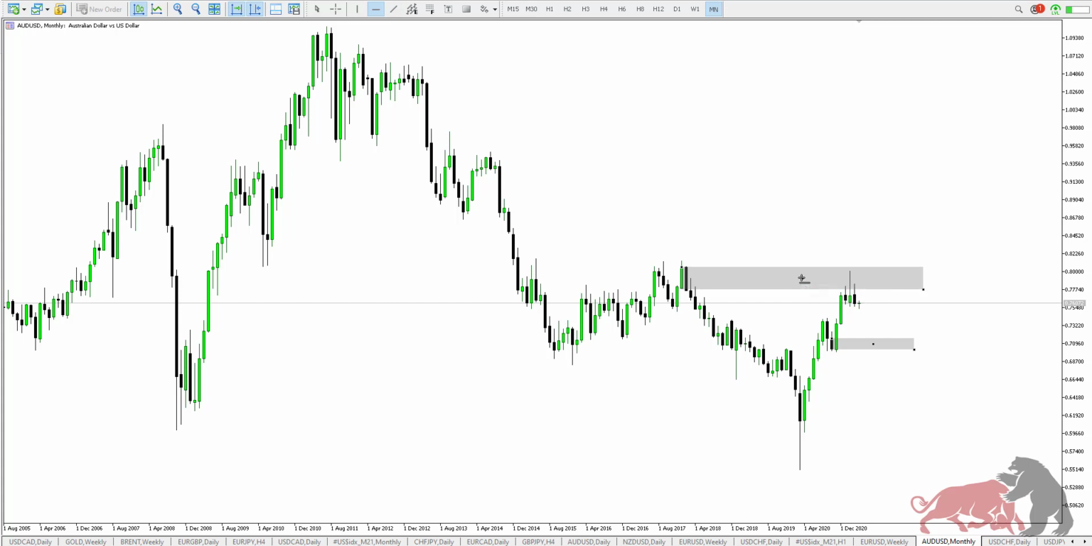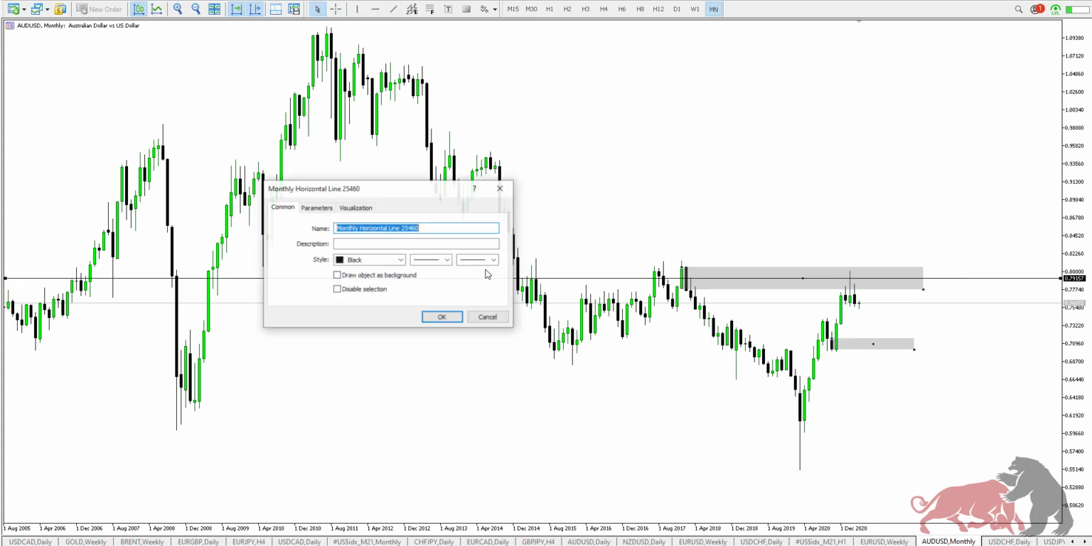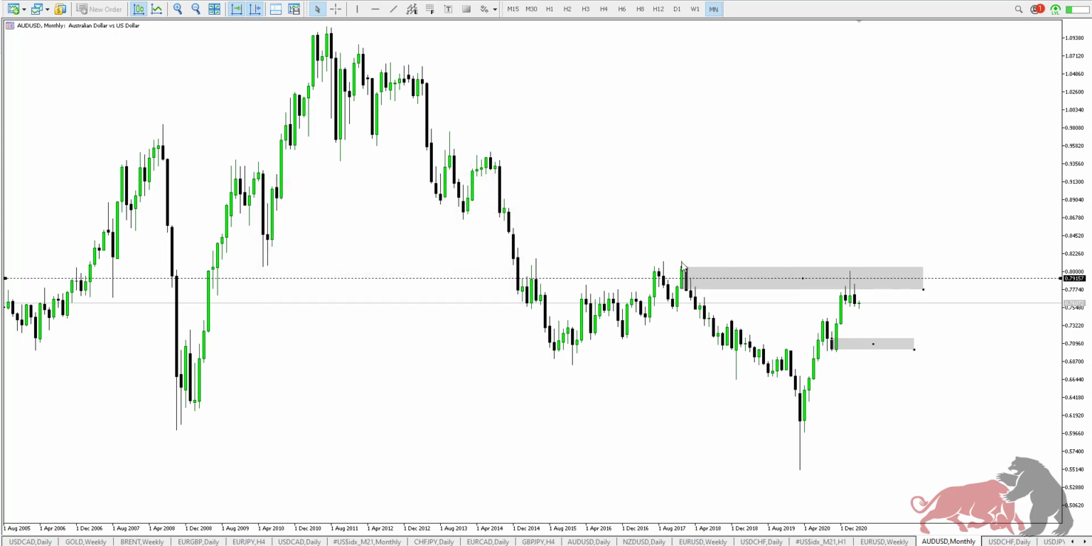And this is the 50% mean threshold. That is to say the equilibrium, the middle point of the bearish order block, right? Same applies here. Let me just copy here. This is the middle point of our bullish order block, the last down candle before the massive move to the upside. So that's our bullish order block.